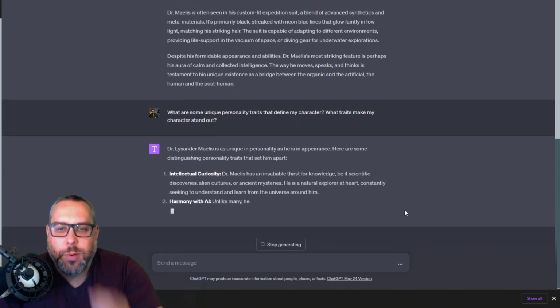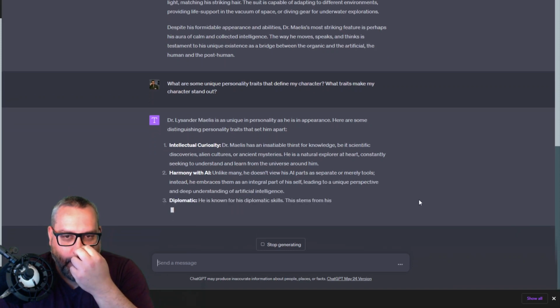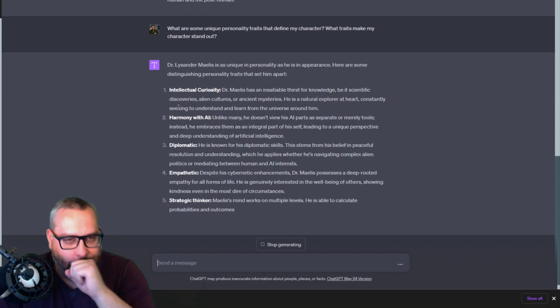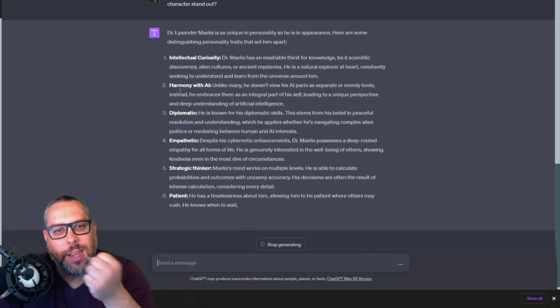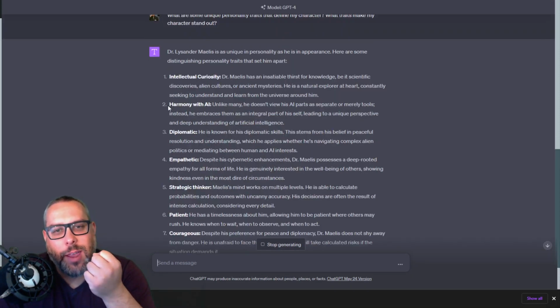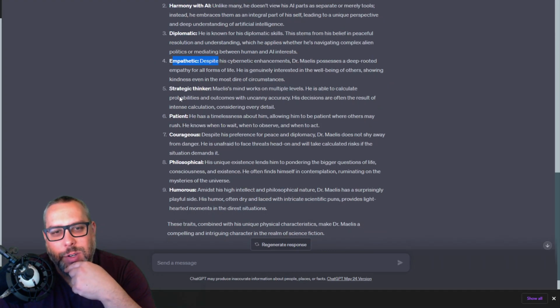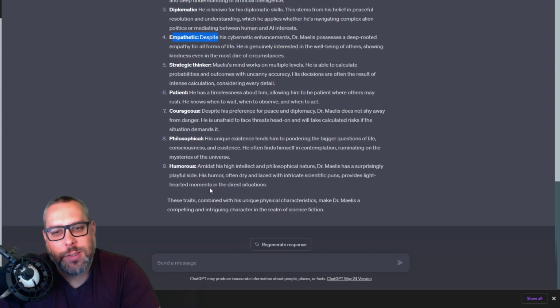He has unique personality traits. Number one, intellectual curiosity. Harmony with AI, unlike many, he doesn't view his AI parts as separate or merely tools. He embraces them as an integral part of himself. He's diplomatic, empathetic, strategic thinker, patient, courageous, philosophical, humorous.